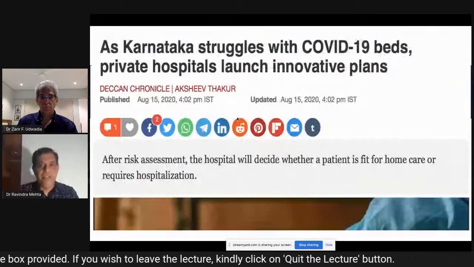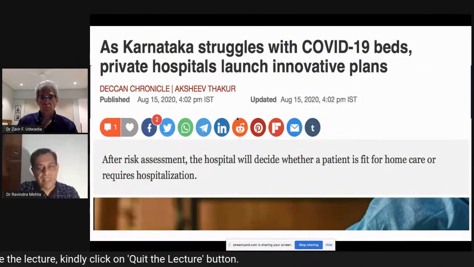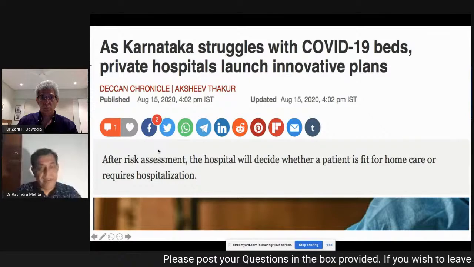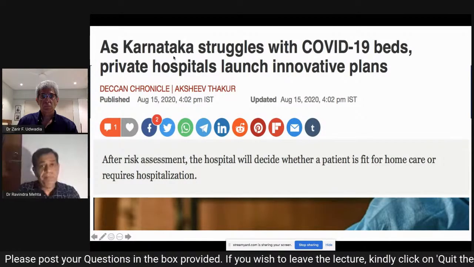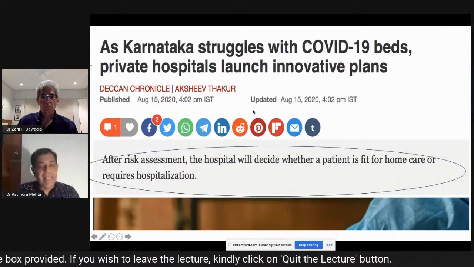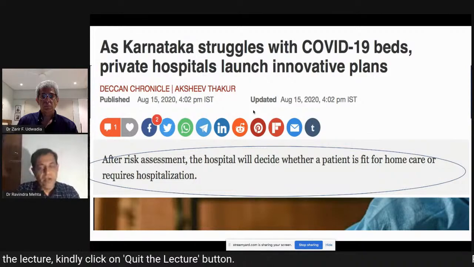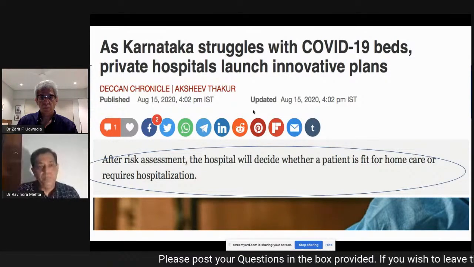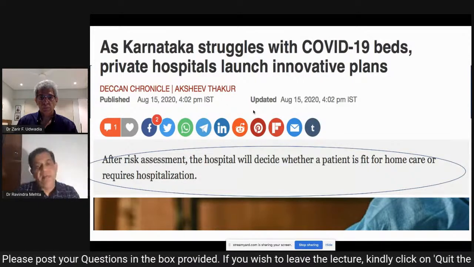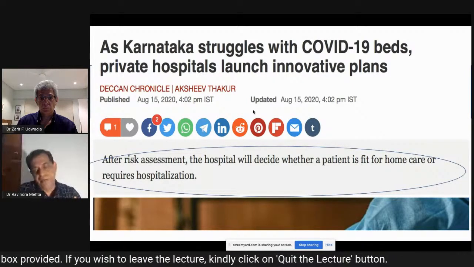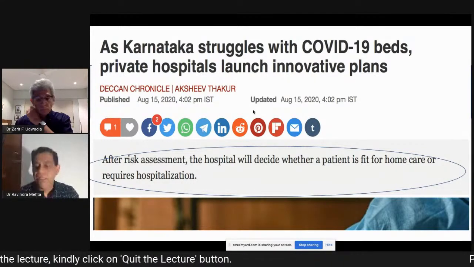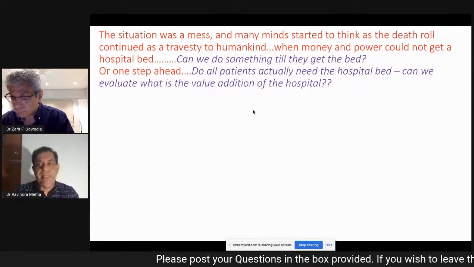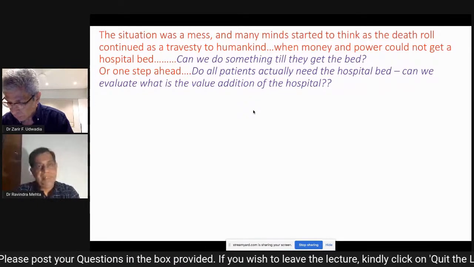We again had our death deluge. And finally, again, the same thing, that people are struggling, people are dying on the street, and so on and so forth. Finally, you can see the date now. I've moved from March to August, a span of 5 months in less than 3 minutes. Private hospitals ultimately launched innovative plans. And then came this magic word called home assessment, where finally the system, the government, the centers accepted that the patient should be assessed for home care or require hospitalization. An extremely compelling strategy, which was logically present everywhere in the world, but we had decided to wear blinkers as we saw the pandemic go from city to city, even in our country. So the situation was a mess, and many minds started to think as the death toll of COVID continued. And it has actually been a travesty to humankind.